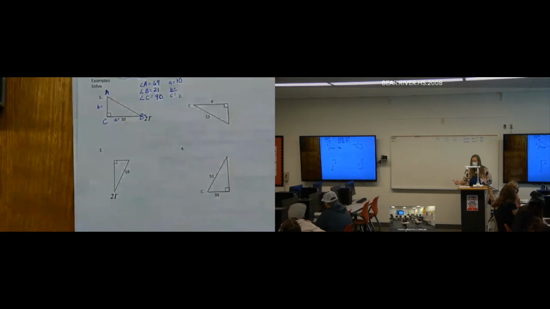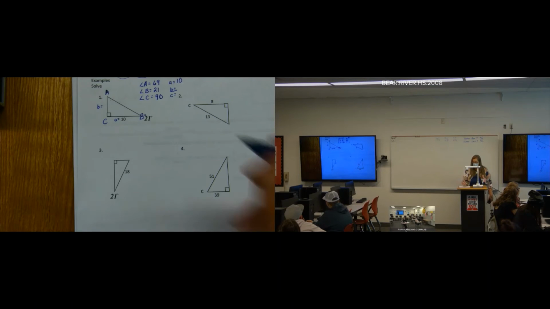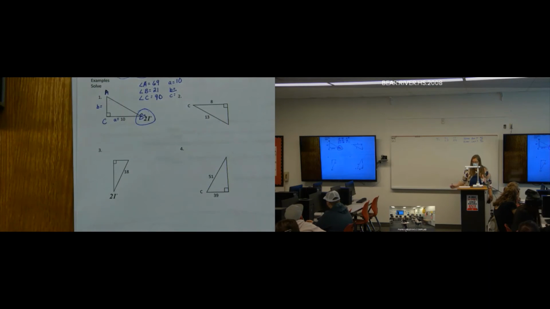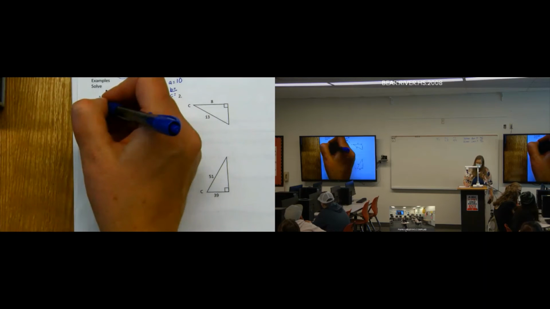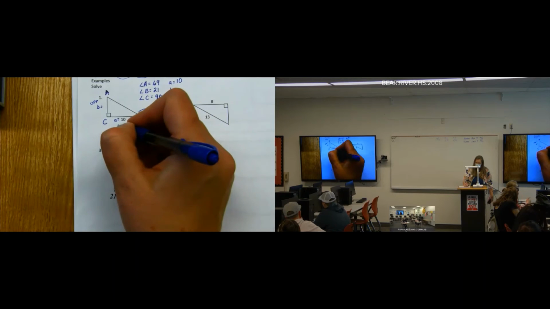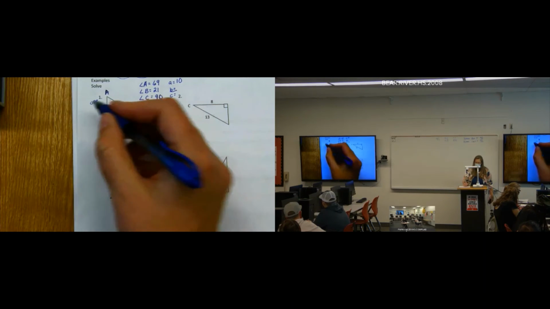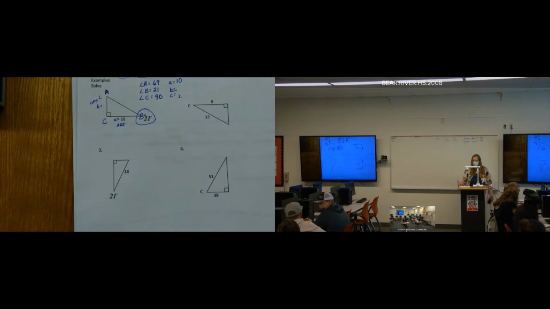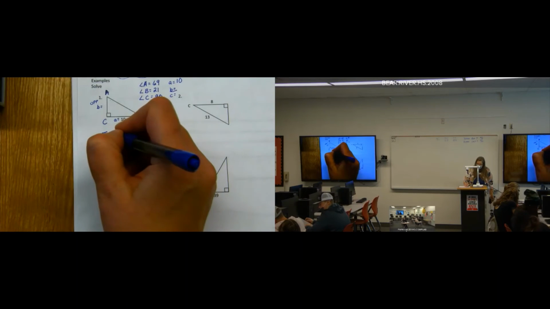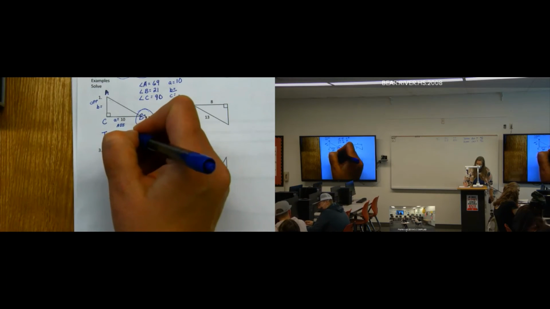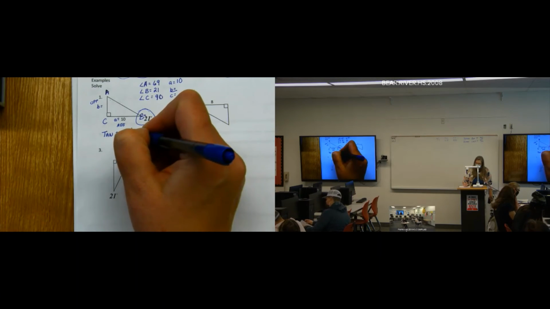Okay, which angle do you want to use? Doesn't matter. We'll pick 21, right? So this side is what? Opposite. This side is adjacent. From yesterday, which one uses opposite and adjacent? Tangent. So tangent, the angle goes next to it, 21, equals opposite B over A, which is 10.